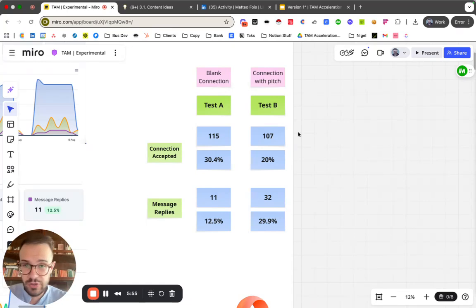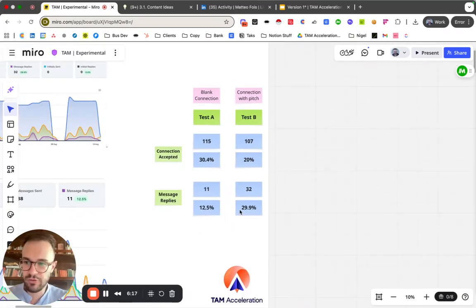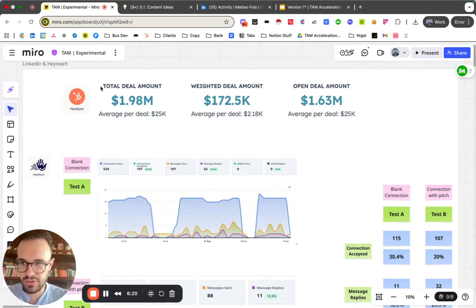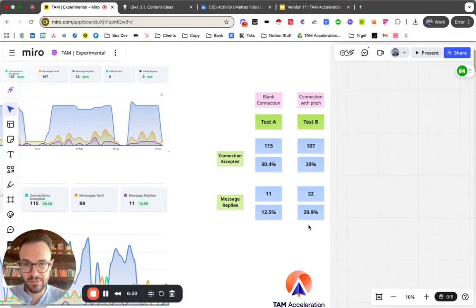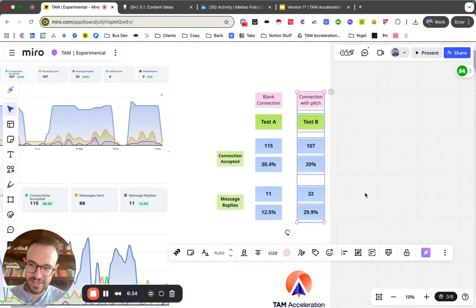So when we understood this point, we just went with test B. We kept pushing connection with the pitch in the first message, followed by message one and message two, still with the pitch, so that every person that accepted knew what we were offering, knew what we stood for. Focusing on test B, the result in 3 months was almost 2 million in pipeline just from Heyreach and just from LinkedIn. So Clay plus Heyreach, almost 2 million in pipeline going through test B, first testing test A versus test B.